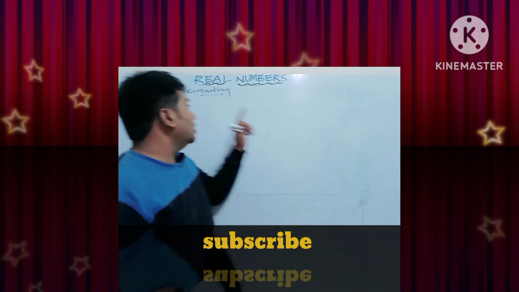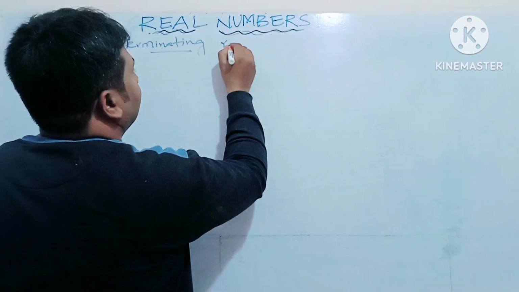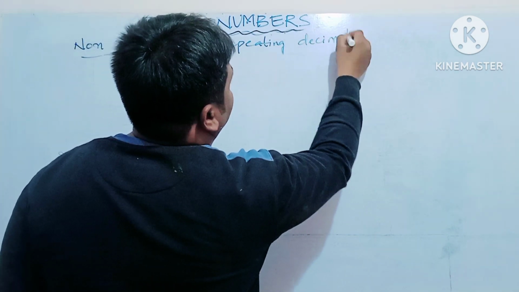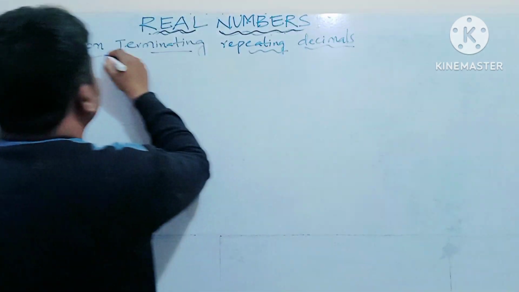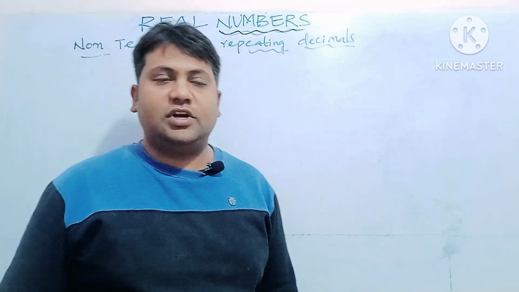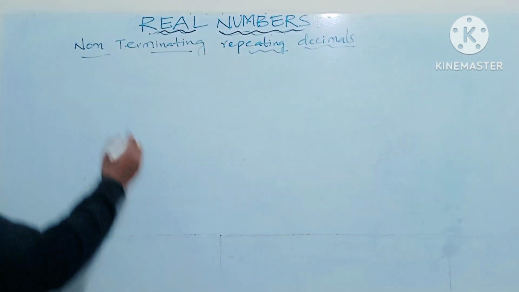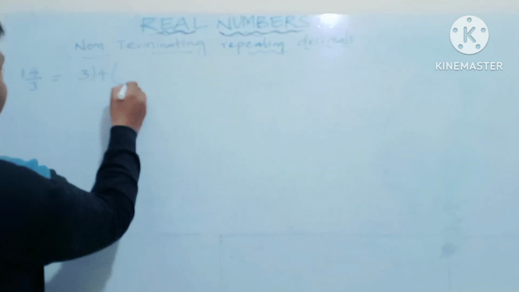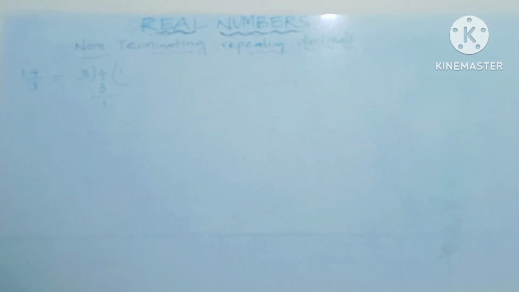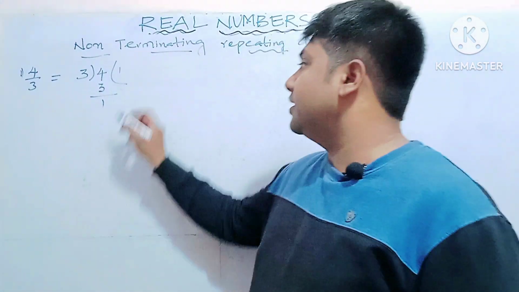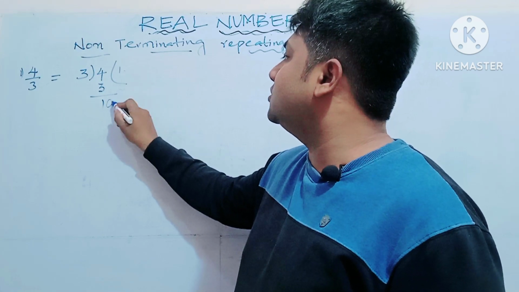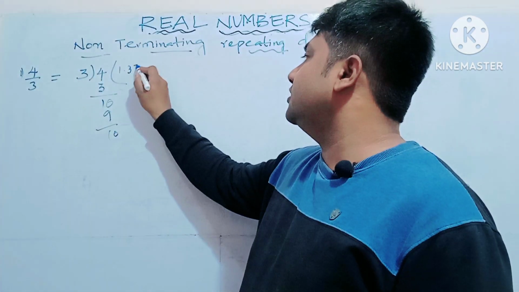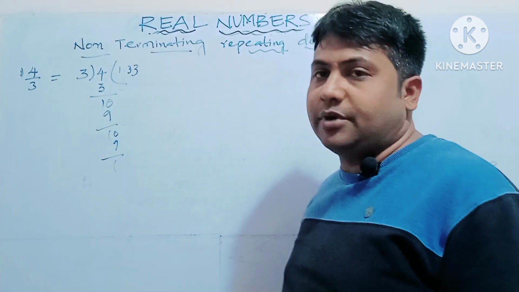So next is non-terminating repeating decimals. Let us take the first example, 4 by 3. So 3 ones are 3. The remainder is 1. Then I can take a point and then 0. 3 3s are 9. The remainder is 1. Again 0 is here. Then 3 3s are 9. The remainder is 1.